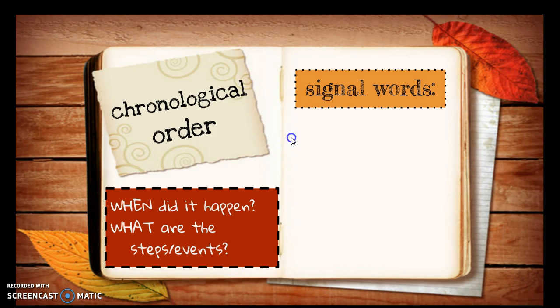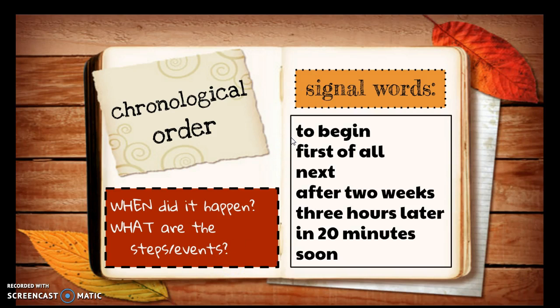So some of the signal words that we look for: to begin, first of all, next, after 2 weeks, 3 hours later, in 20 minutes, soon. The really big thing that we're looking for is the when. Questions that answer when. A lot of our prepositional phrases answer when things happen. And so it's really almost impossible to put a list here of all the possible signal words that you might find, but there are many.